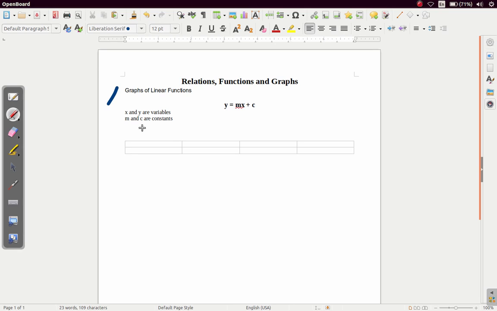Let's say we have y equals, in this case m is 1, x, and c is 0. So here m equals 1, c equals 0. We can see that 1 times x plus 0 is just 1 times x. But then you don't necessarily have to write the 1 here. You just write y equals x.